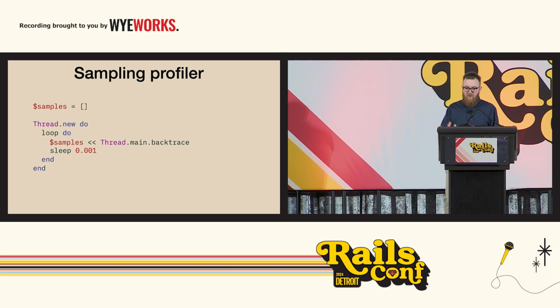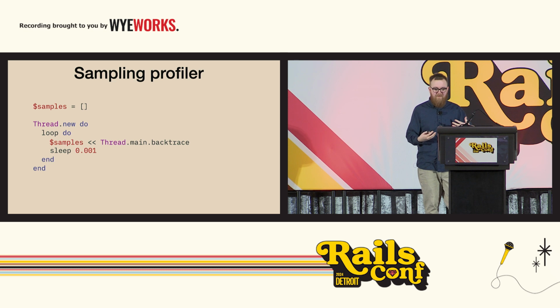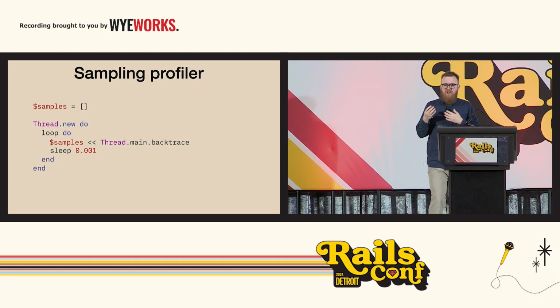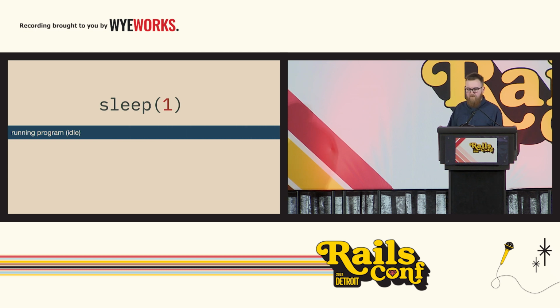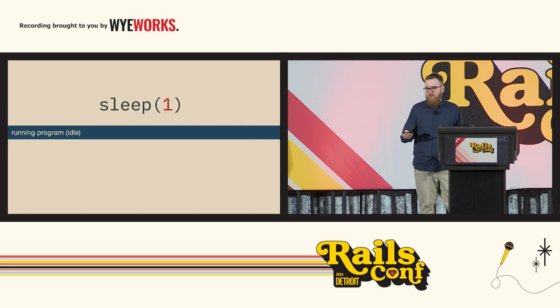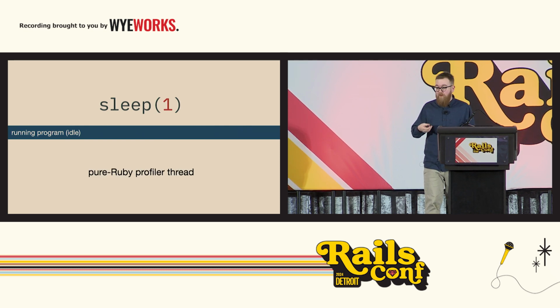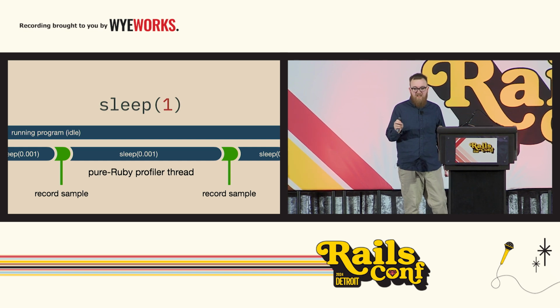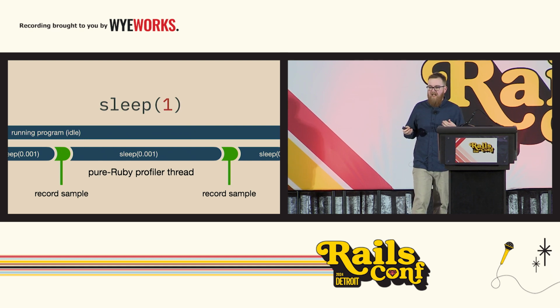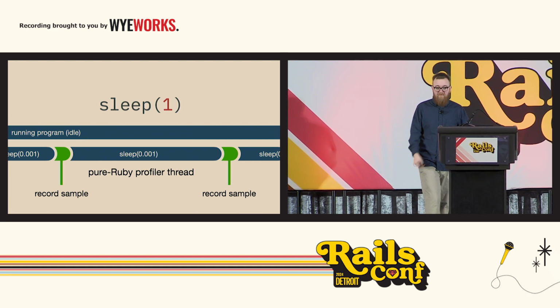And this sampling profiler is a little better than pseudocode. I've tested this out, and it does actually work. But it's surprisingly hard to make this technique as accurate as we might want. So if we measure a program that's totally idle, this pure Ruby profiler works great. It sleeps for a millisecond, takes a sample, and it repeats until it's done. With this, we'll properly capture 1,000 samples sleeping.